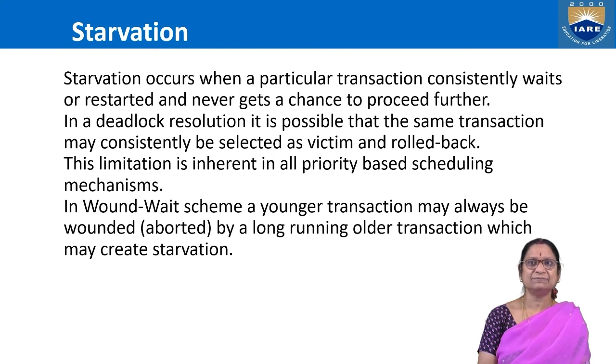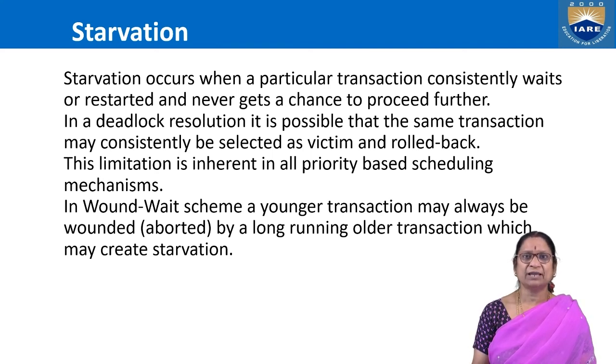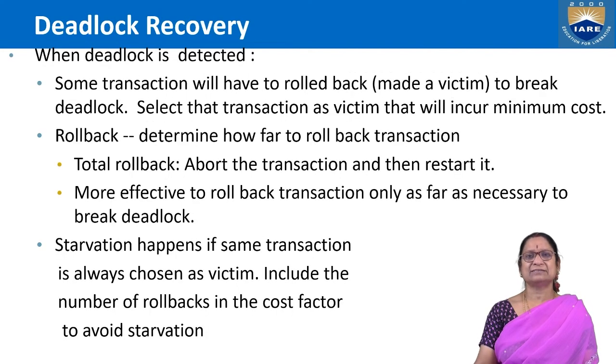In wound-wait schemes, a younger transaction may always be wounded, that is aborted, by long-running older transactions, which may create starvation of the younger one. Why? Because the older transactions may be executing for a long period of time, and the younger one will always be younger, no? So it will always be restarting, that is rolled back, and then it is considered to be in a starvation state.